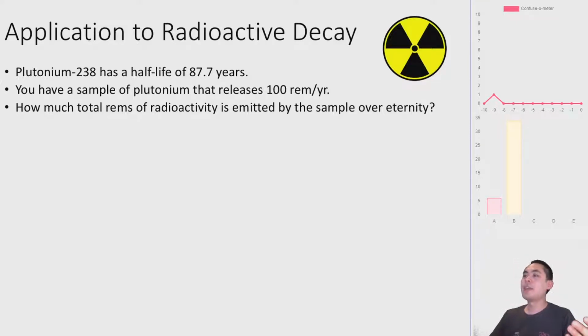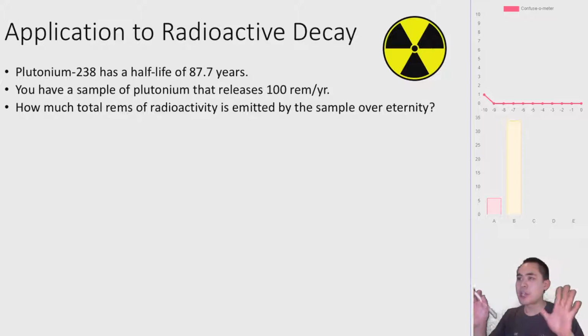So it turns out that with radioactive decay, a half-life of 87 years means that over 87 years, half of your plutonium decays. And over the next 87 years, another half of your plutonium decays, on to infinity. And so you do actually have to integrate all the way to infinity to figure out the total amount of radioactive decay.